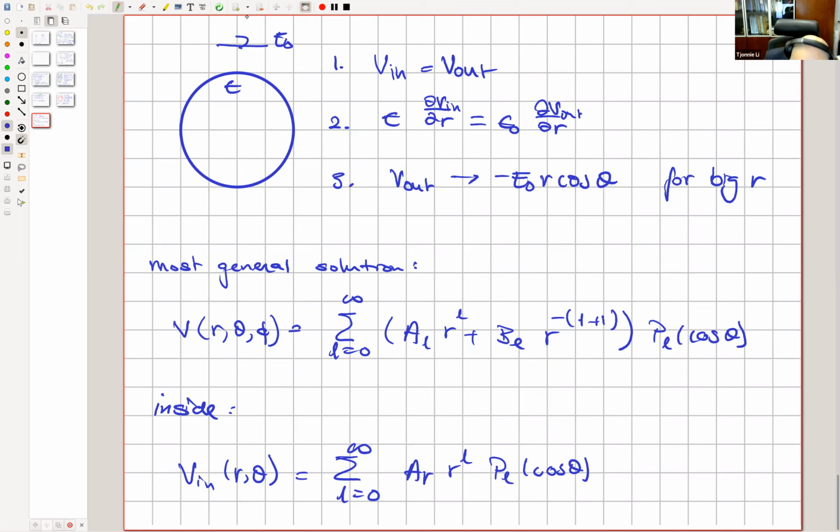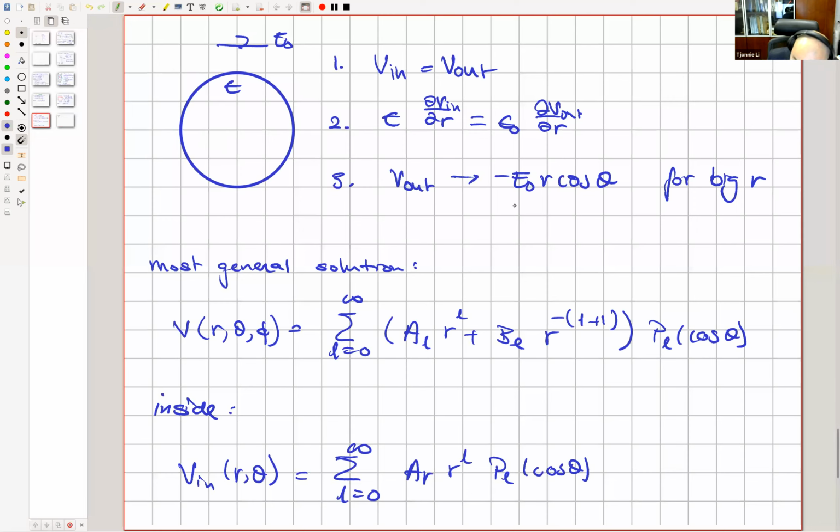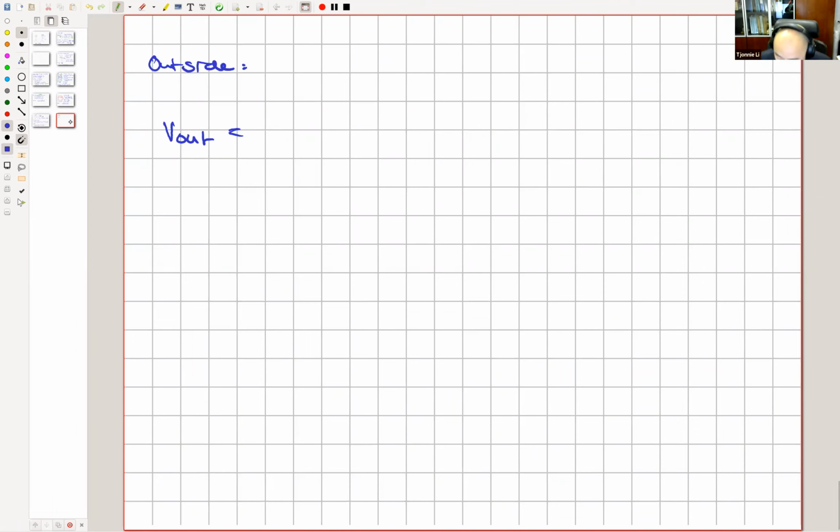Now similarly on the outside, so I have that V_out equals, and here comes the trick. I know that very far away it must reach E_0 r cosine theta, and so that's a term that I must have as well. So that very far away I reach this.